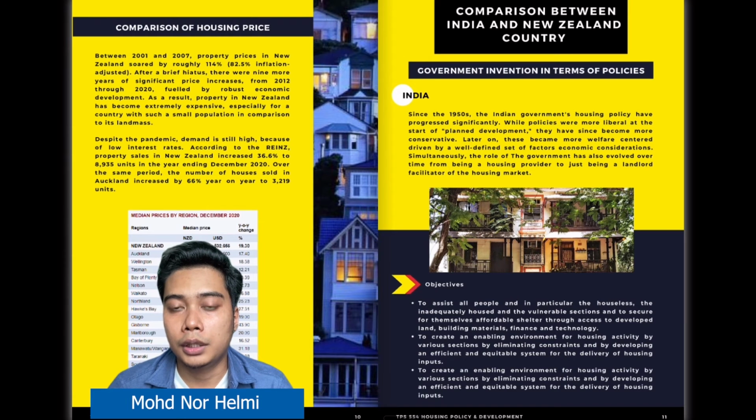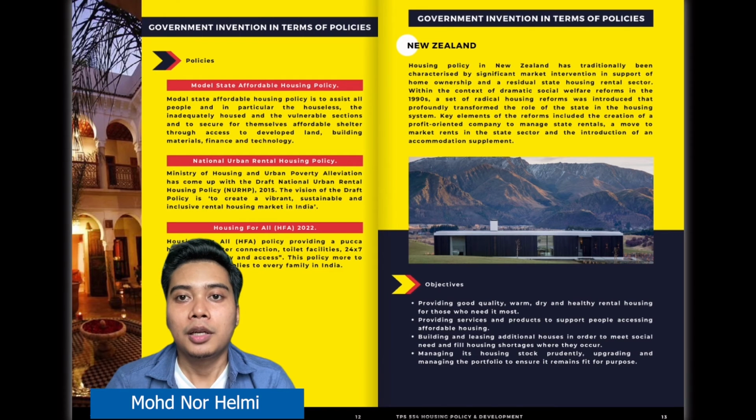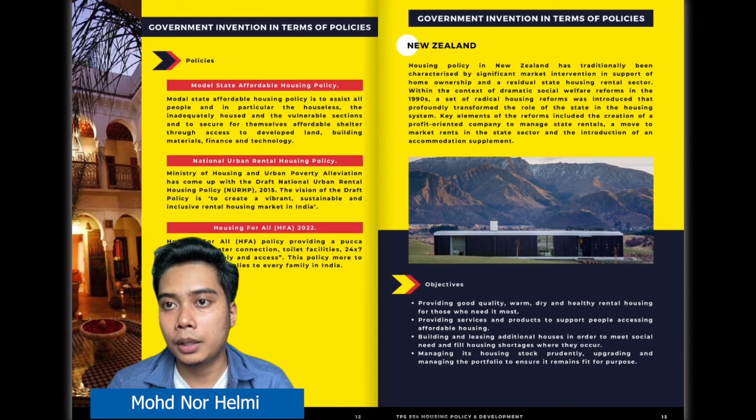While New Zealand focuses more on balancing the gap between income and house price. Number 2, local authorities and NGOs provide funding to build affordable housing for low-income households and take active measures to support local housing and or low-income refloating programs. While India's policy is to create a vibrant, sustainable and inclusive rental housing market in India.